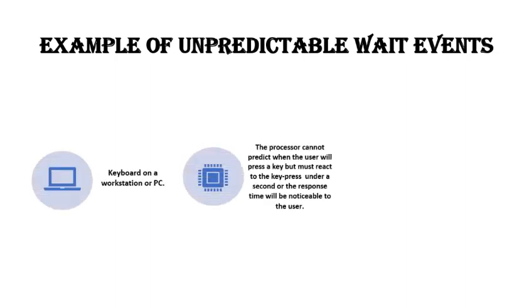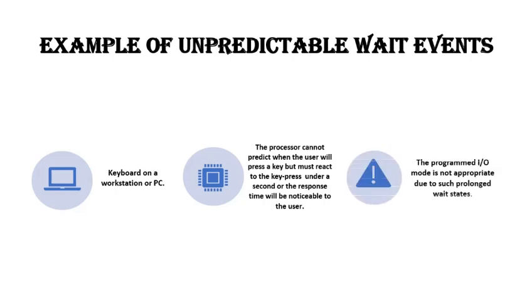Now we will see an example of unpredictable wait events: the keyboard on a workstation or a PC. In this case, the processor has to wait till the user presses a key on the keyboard but respond immediately, within seconds, to the key press so that the response time is not noticeable to the user. Therefore, programmed input-output is not suitable for prolonged wait states.